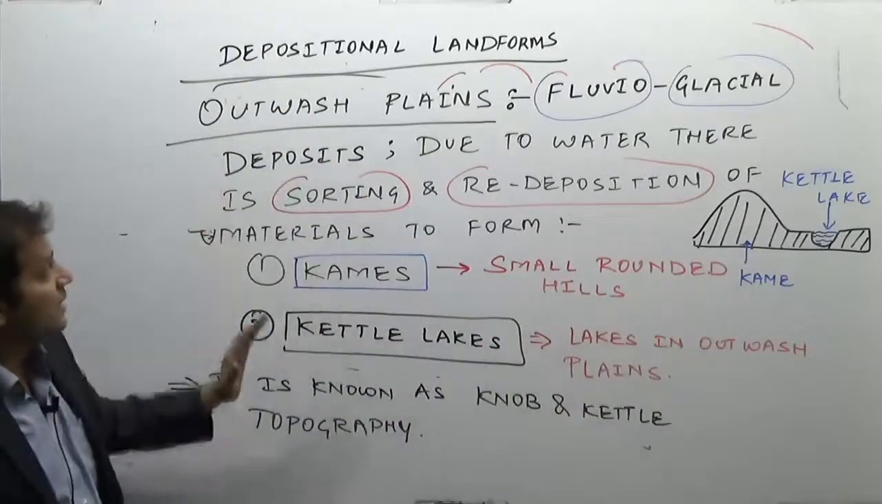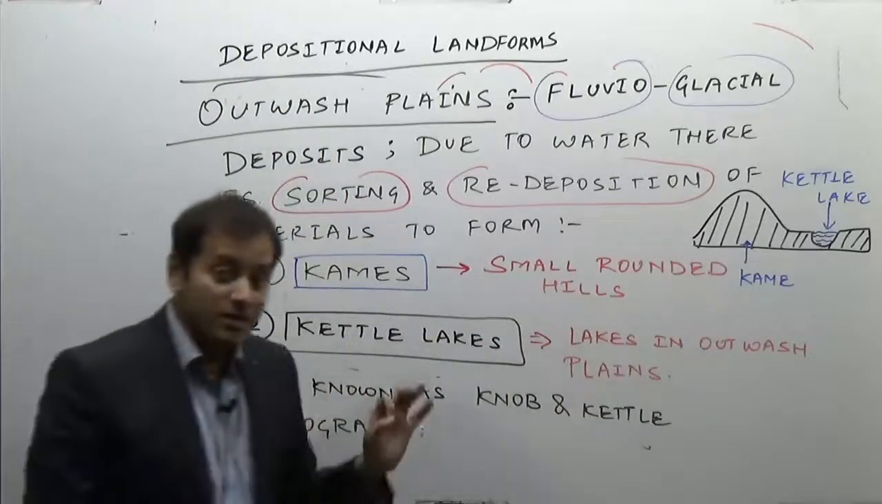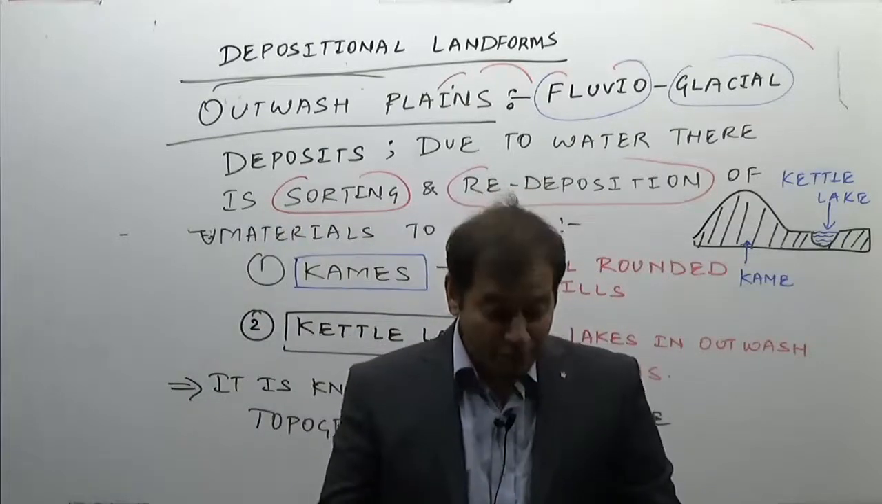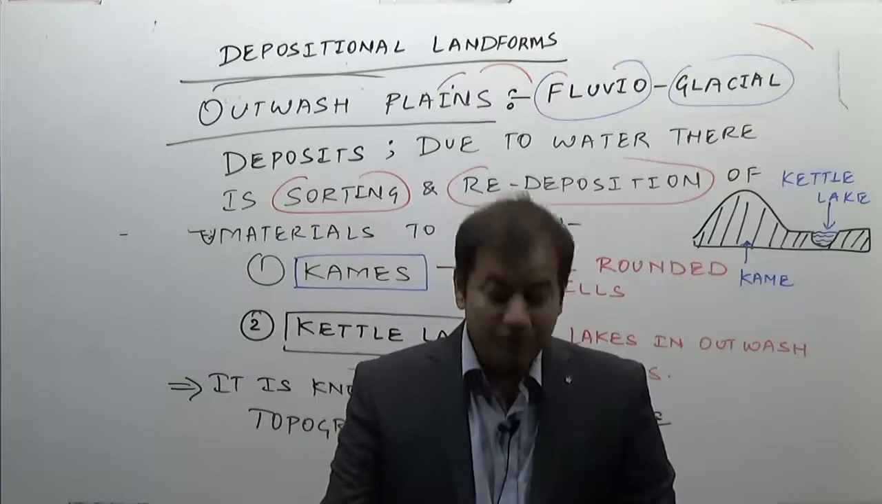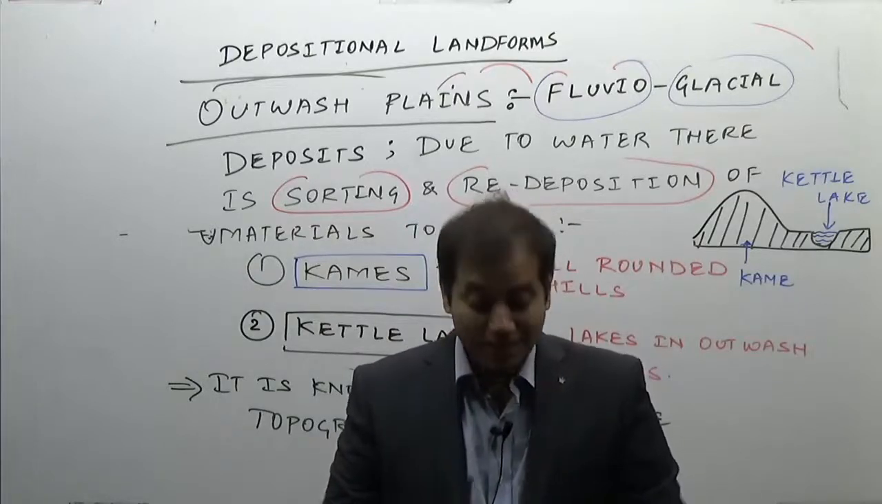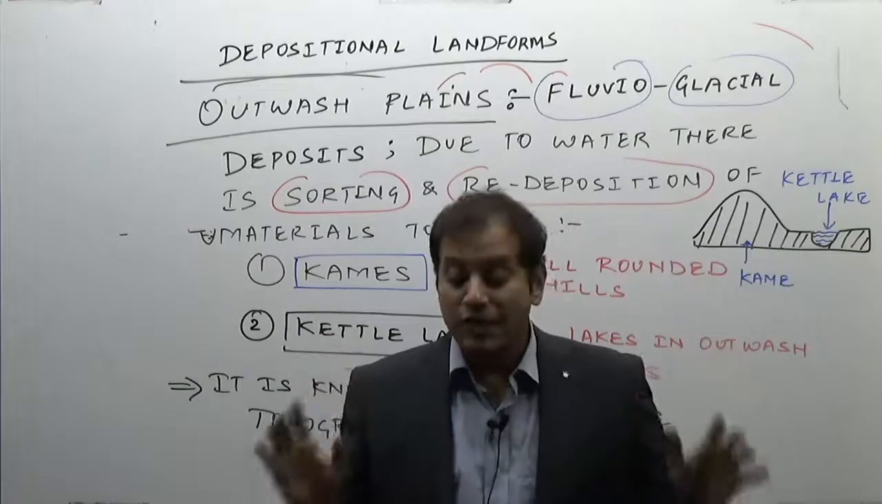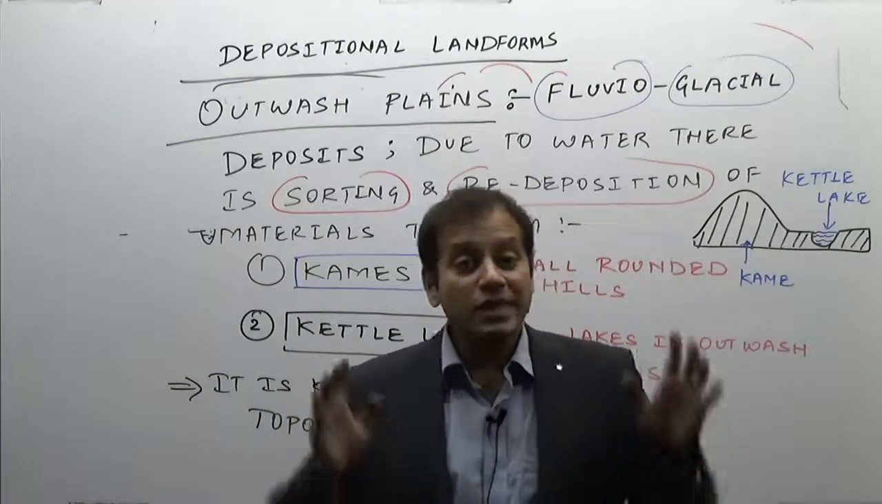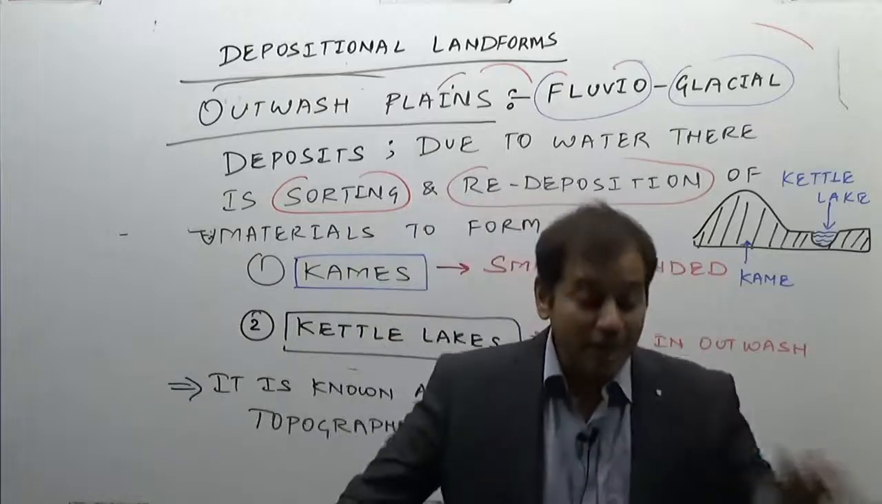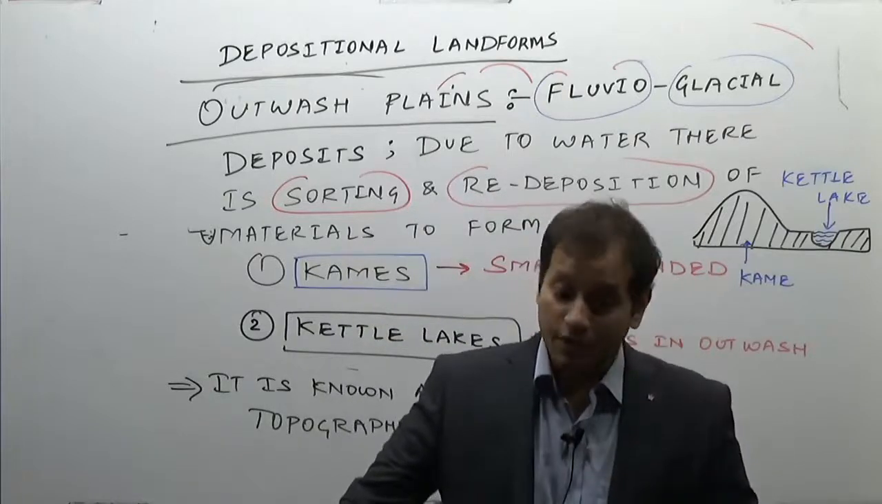So this was the last kind of landform, that is outwash plains. Now what you have to remember, outwash plains are the result of fluvio-glacial deposits, not just glacial deposits, but the result of both fluvial and glacial deposits. With this we end our glaciated topography, and with this we end our geomorphology.